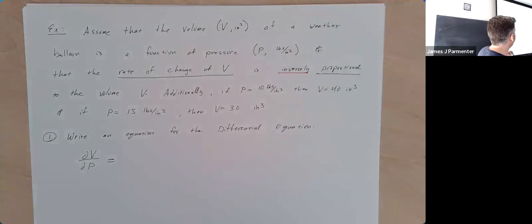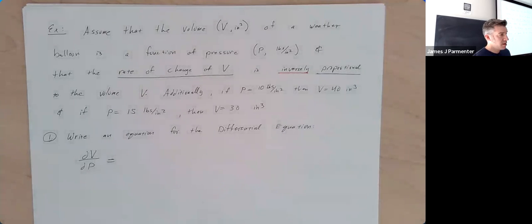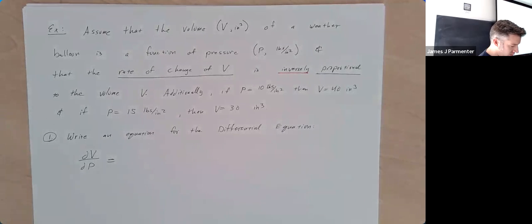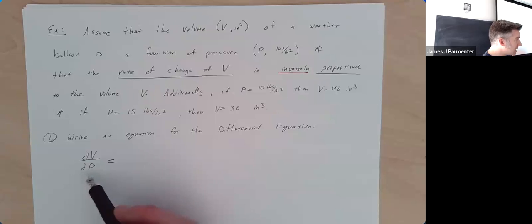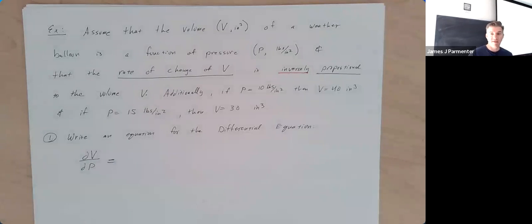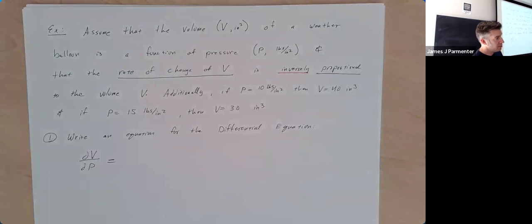I have another problem with this as well. The rate of change of V is inversely proportional to the volume V. So they're saying the rate of change of the volume changes as the pressure changes, which is why they're writing dV/dP. Normally when I think about a rate of change, I think dV/dt, because I'm thinking about how the thing changes as time changes. But that's not always going to be the case.